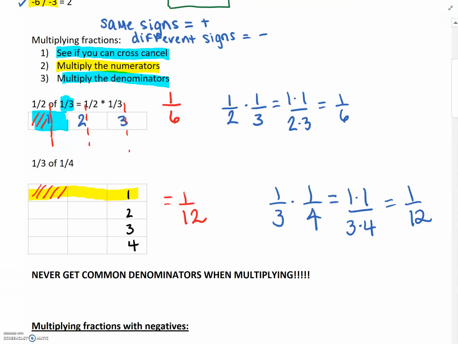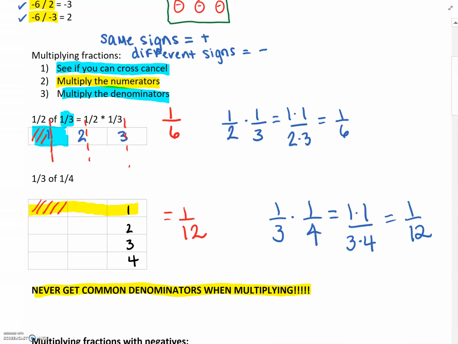Next, it's important to remember that you never want to get common denominators when multiplying. You only do that with adding and subtracting. And the reason you do it with adding and subtracting is so that you can make everything an equal same type of piece, like a 1/2 piece or a 1/3 piece. You want to all have the same denominators. But with multiplication, you don't have to do that.